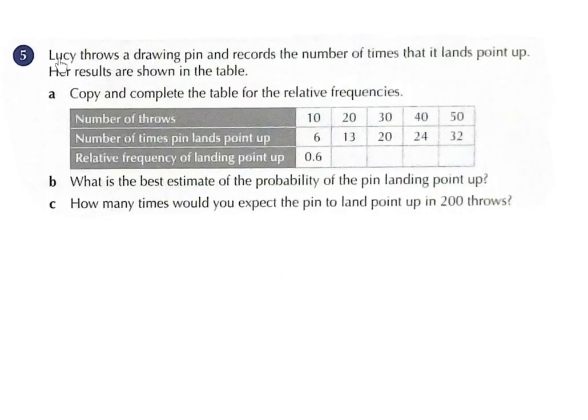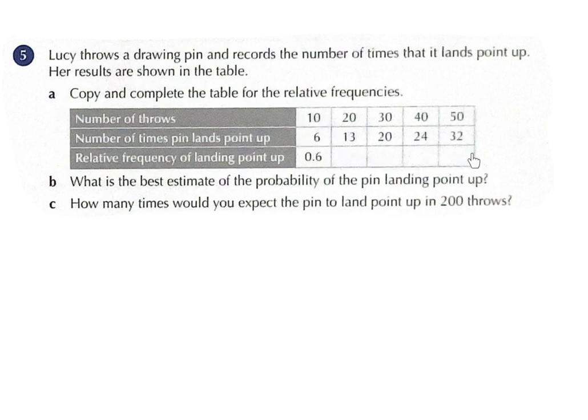Read number 5. A pin is thrown and records the number of times that it lands point up. The results are shown in the table. Copy and complete the table for the relative frequency. Okay. If the number of throws is 10, the number of times it lands point up is 6 times. So the probability is the number of times it lands up divided by the total number. So 6 divided by 10 is 0.6.